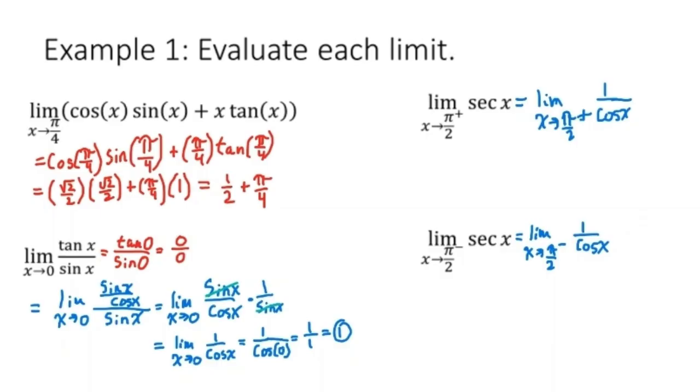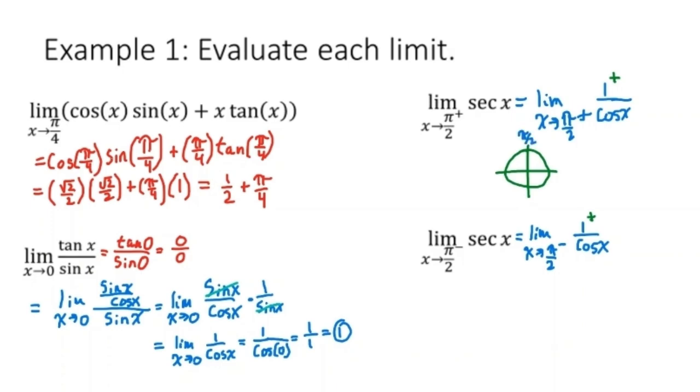Keep in mind our numerator is positive 1. So as x approaches pi over 2, whether from the left or the right, our numerator is going to stay 1. The question is, what is cosine of x doing? Is it approaching 0 from a positive direction or a negative direction? To help us answer this, let's think about the sign of cosine based off of the unit circle.